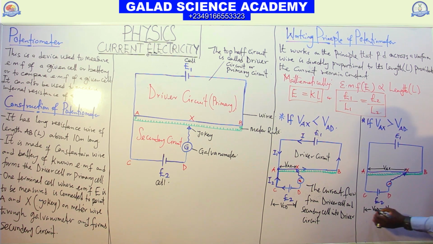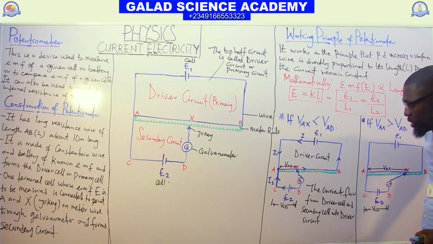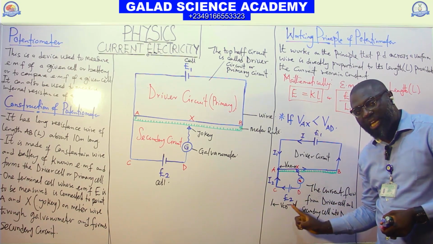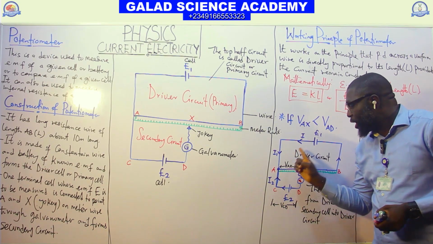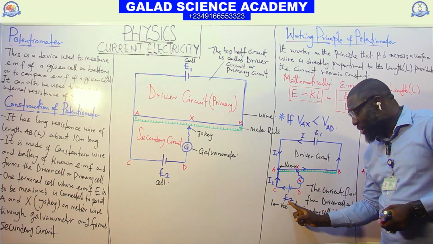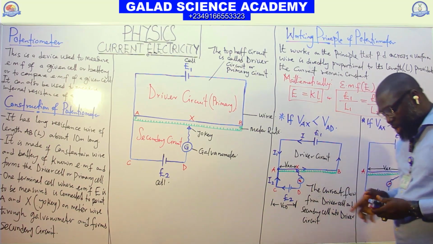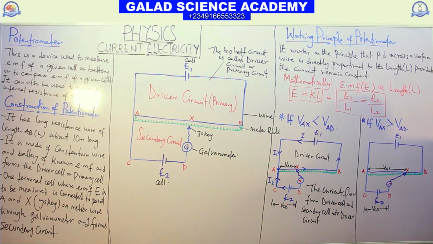Can you see the distance of VAX compared to distance of CD? Distance of CD here, can you see it? It's less than AX. So if this happens, the current from the driver cell, primary cell, and secondary cell, they move into the driver circuit.